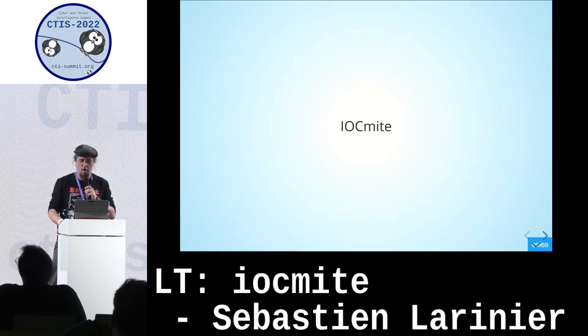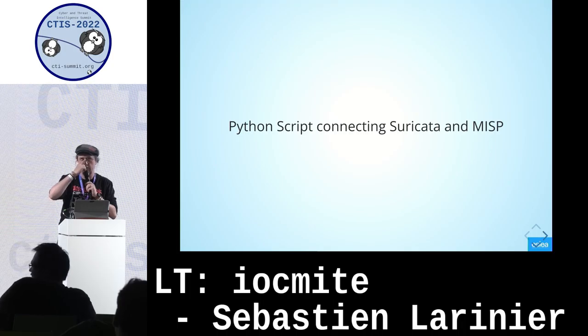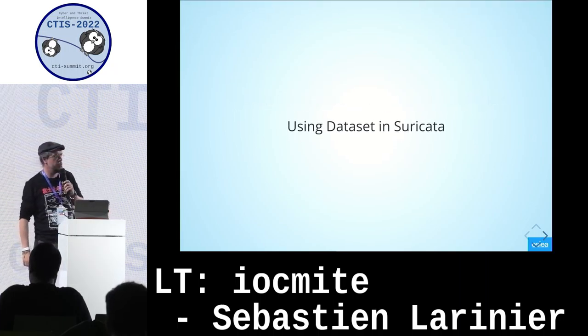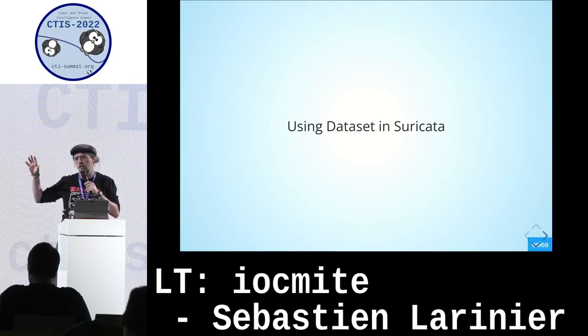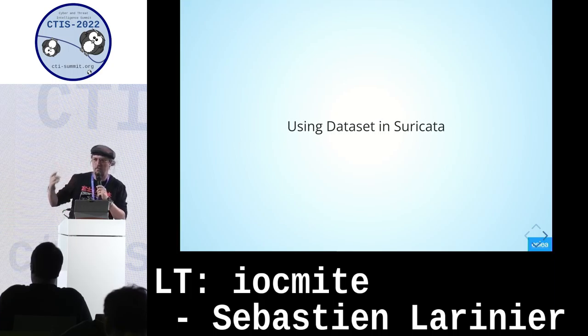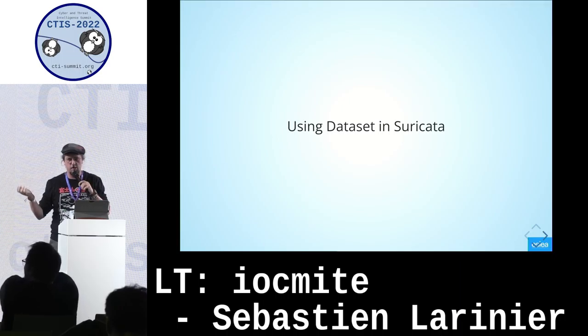iocmite is a Python script connecting Suricata and MISP. Suricata, with version 6.0, I think, implements a new feature, datasets. A dataset is a bundle of IOCs directly in a file, put in memory without restarting the Suricata engine, to have detection in real time.